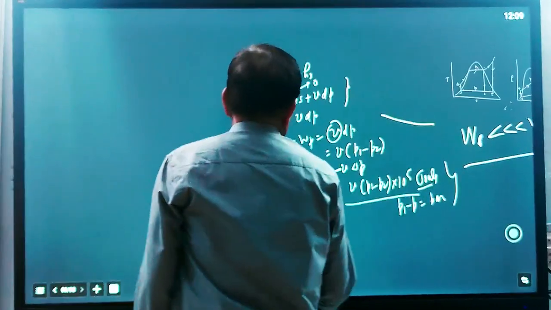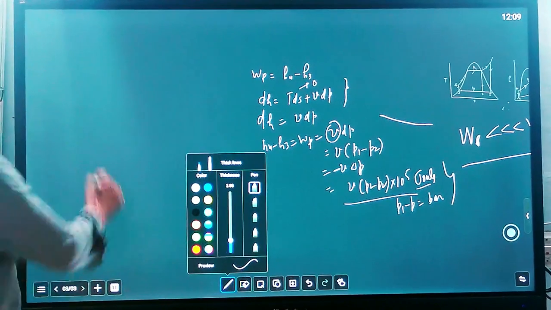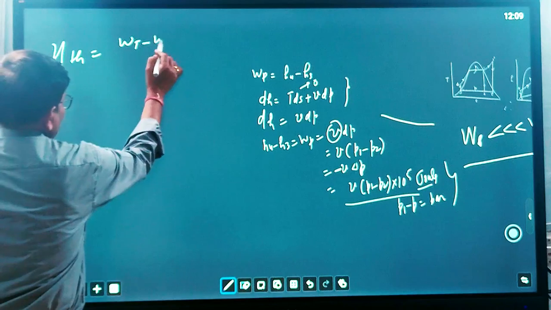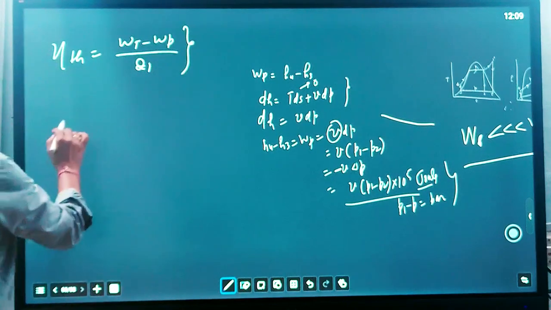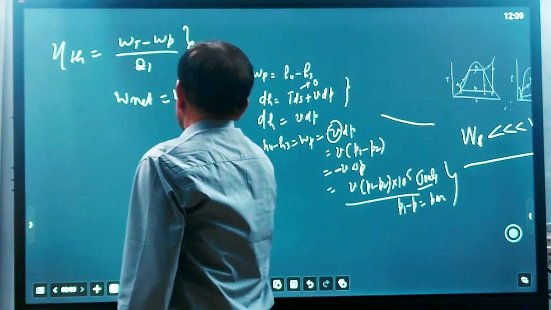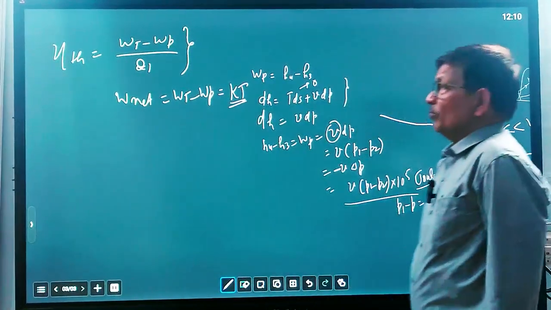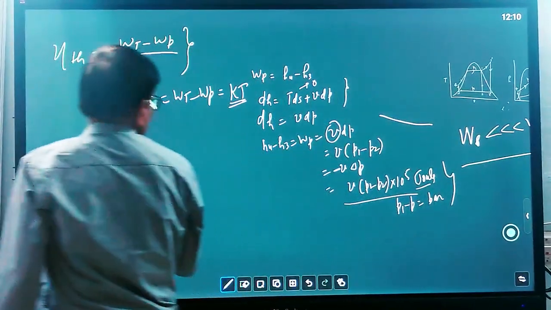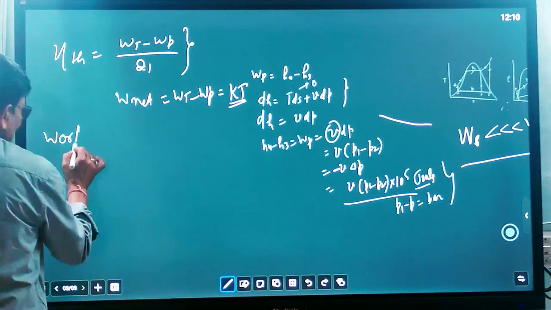So here let us define what steam rate is. Already we have defined thermal efficiency, equal to WT minus WP upon Q1. These are already defined, and W net equals WT minus WP, in kilojoules. One more important parameter is the work ratio. What is the work ratio?